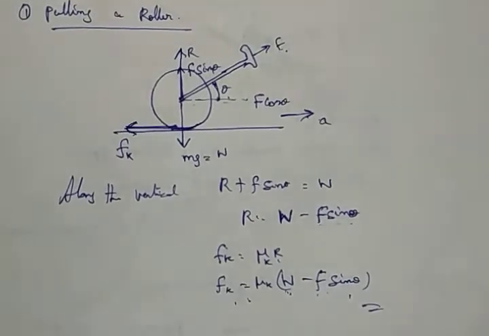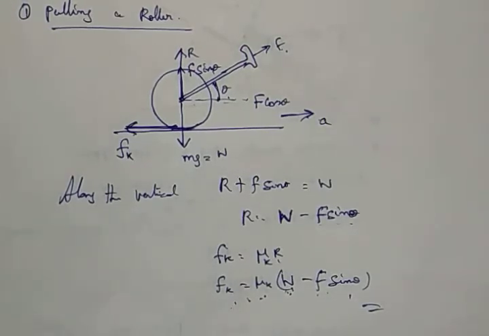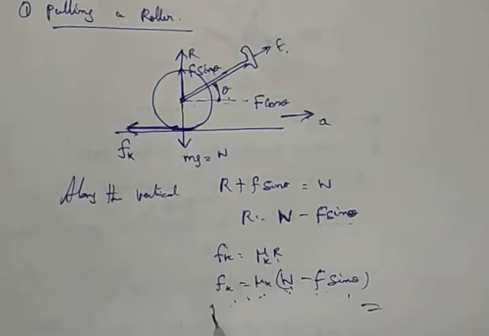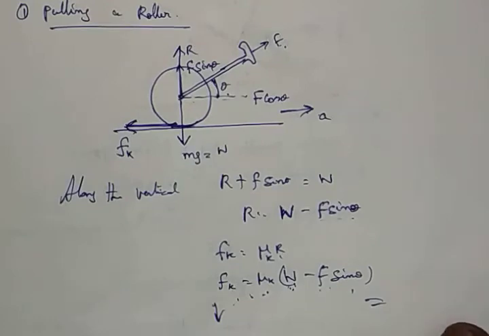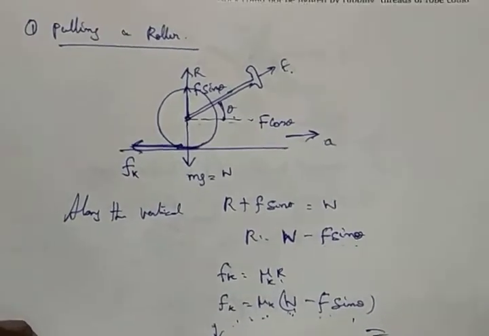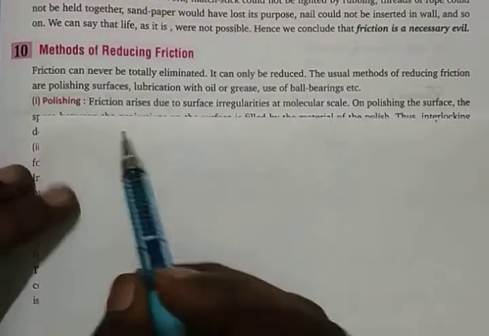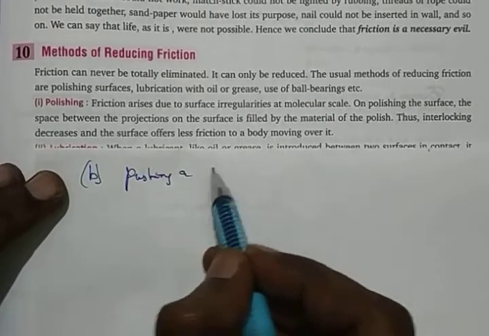So you can write down, since F sin theta is subtracted from the weight, the frictional force is less. Friction is less. Hence, it is easier to pull a roller. We'll see the next case, B part of it, while pushing a roller.